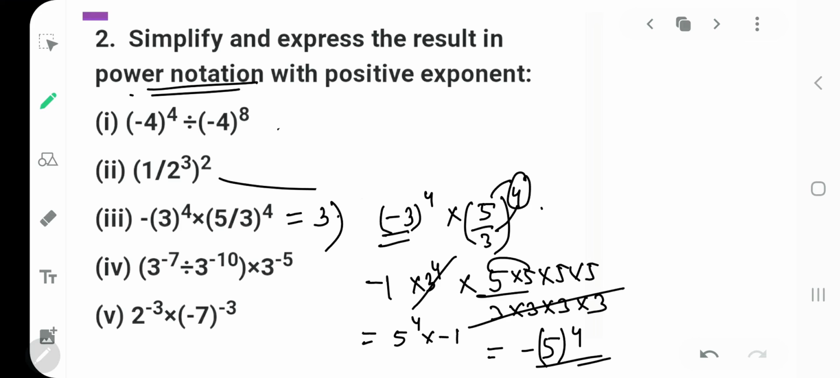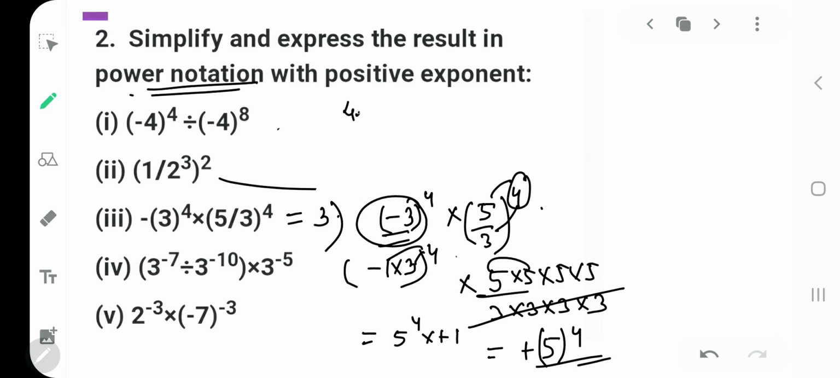My dear kids, here we have made a mistake at one point. If I take this as minus 1 into 3, this one, then 4 will be with minus 1 also, with 3 also. So minus 1, when it is multiplied for 4 times, it becomes plus 1. So your answer is plus 5 raised to 4.